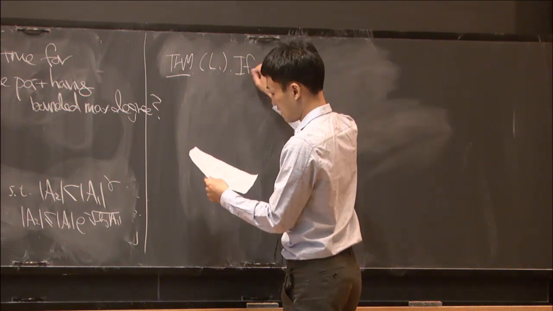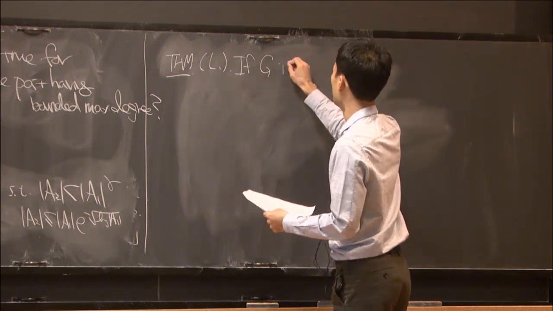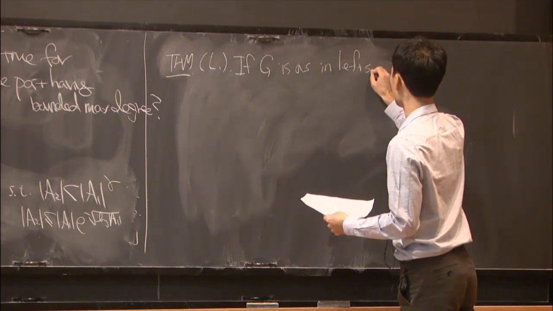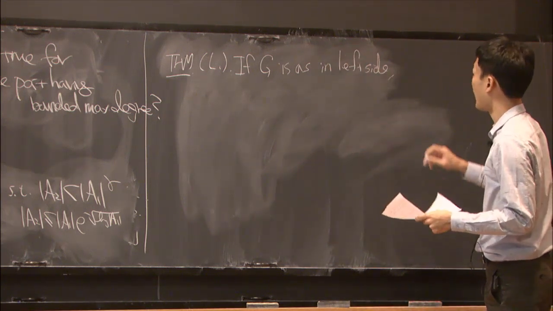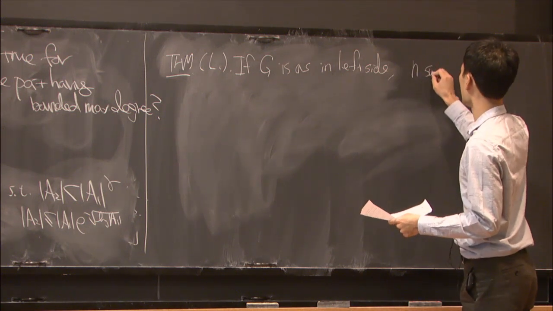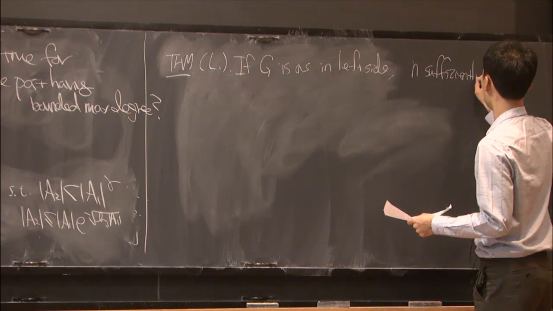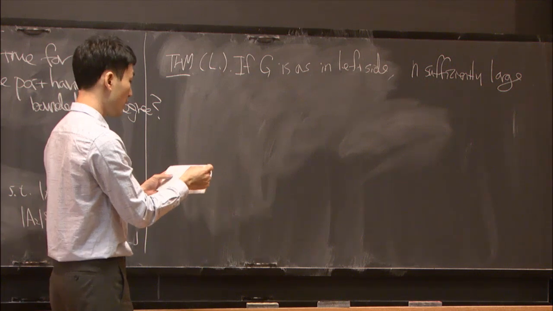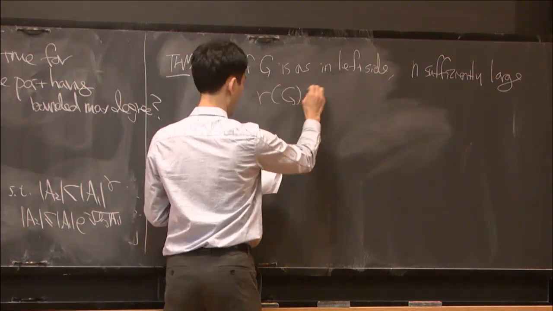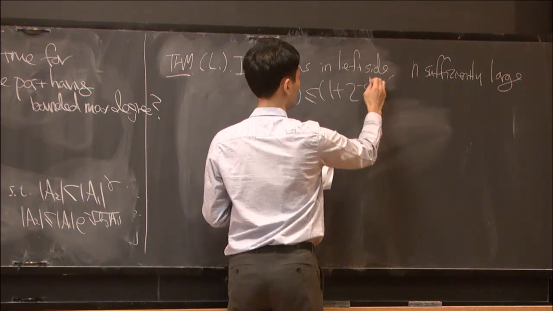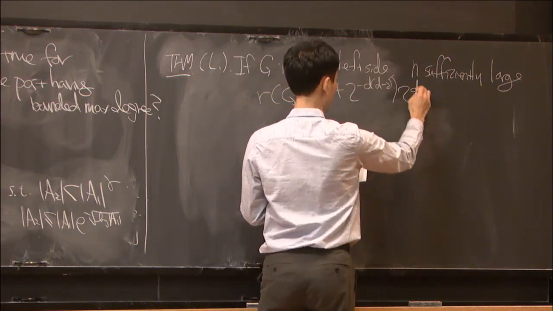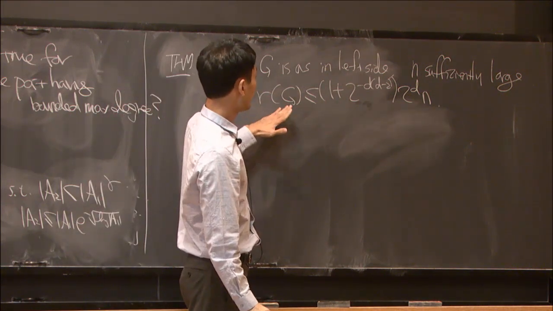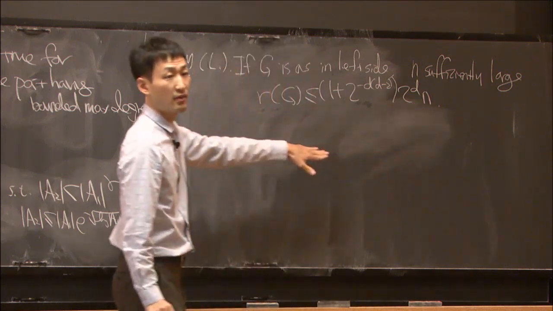Okay, so if G is as in the other board, as in the left side, and n is sufficiently large depending on D, the bounded degree on one part, then the Ramsey number of G is at most (1 plus 2 to the minus D minus 2) times 2 to the n. But this is some small number. Basically, I can prove that the Ramsey number is at most 2 to the D times n for this particular case.